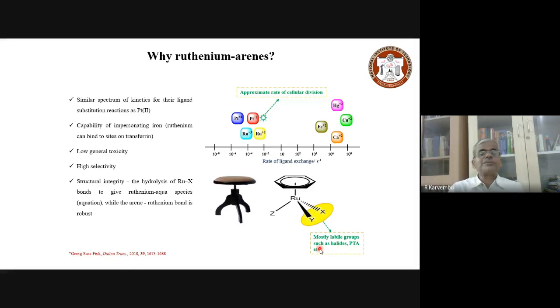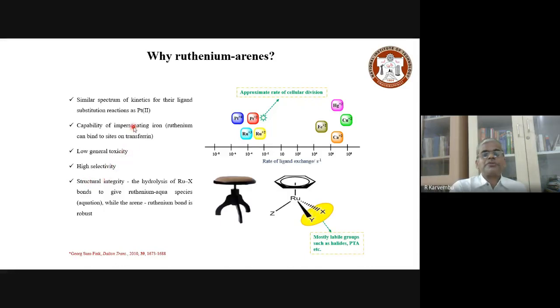That is the advantage. And then the ruthenium metal has very similar properties to iron. Already the human system has a significant quantity of iron in the form of hemoglobin, myoglobin, or in the form of some other enzymes. So it is not harmful. It already exists in the human system. So it is expected that ruthenium also will be less toxic. So it may have less general toxicity. And high selectivity is expected.